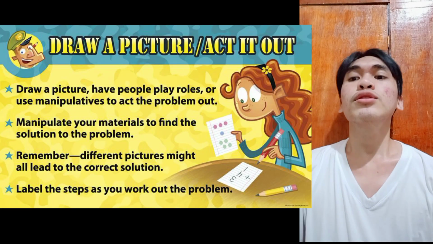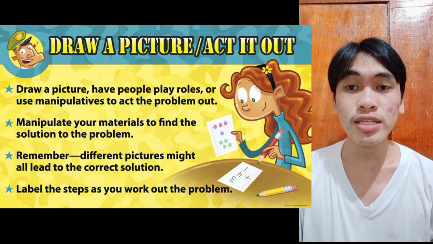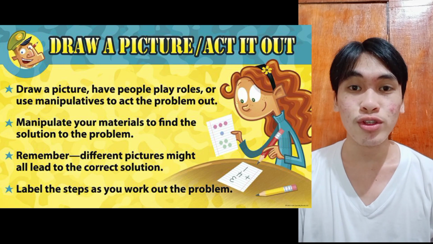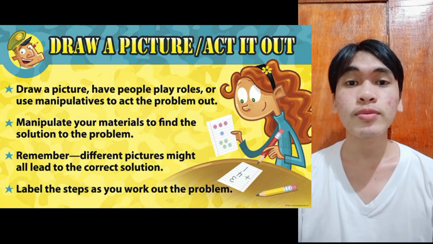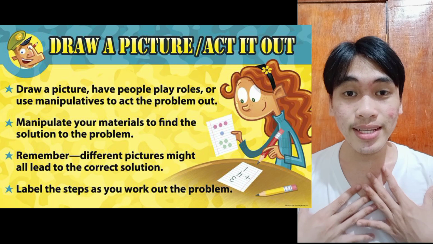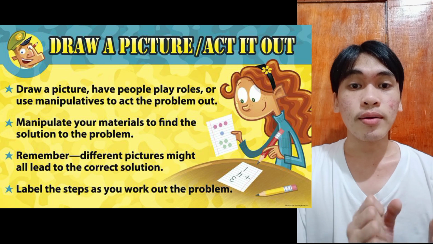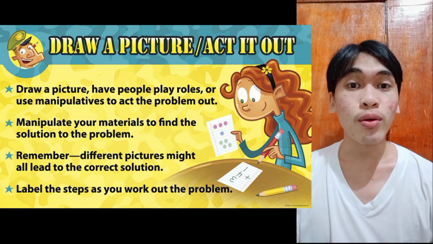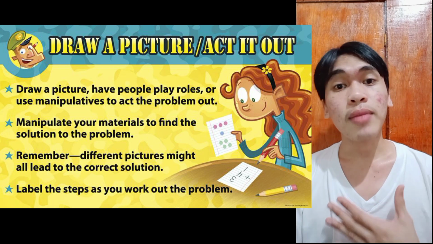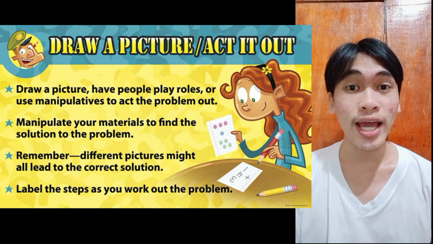So first is draw a picture or act it out. Draw a picture, have people play roles, or use manipulatives to act out the problem, or manipulate your materials to find solutions to the problem. For me, for example, I will draw my present body, for example very fat, and I will also draw what I want my body to look like 6 months after I lose my weight. So draw a picture and act it out.